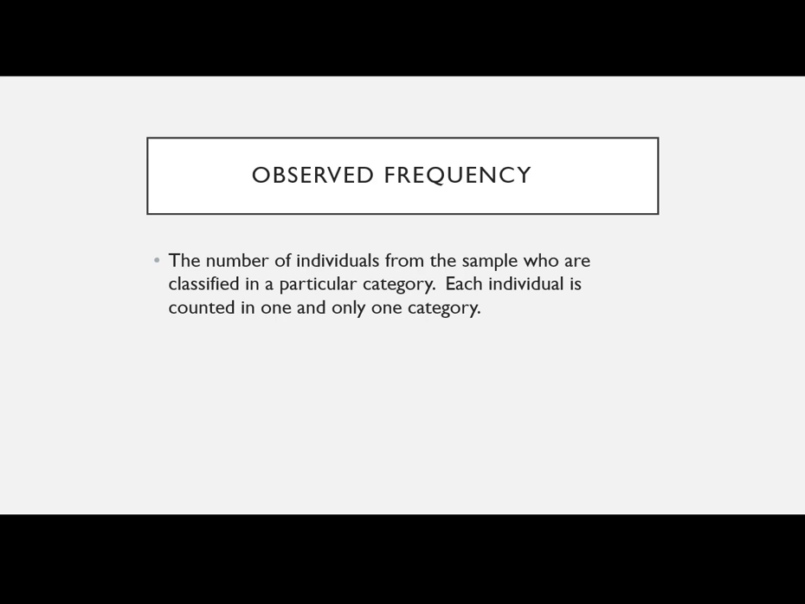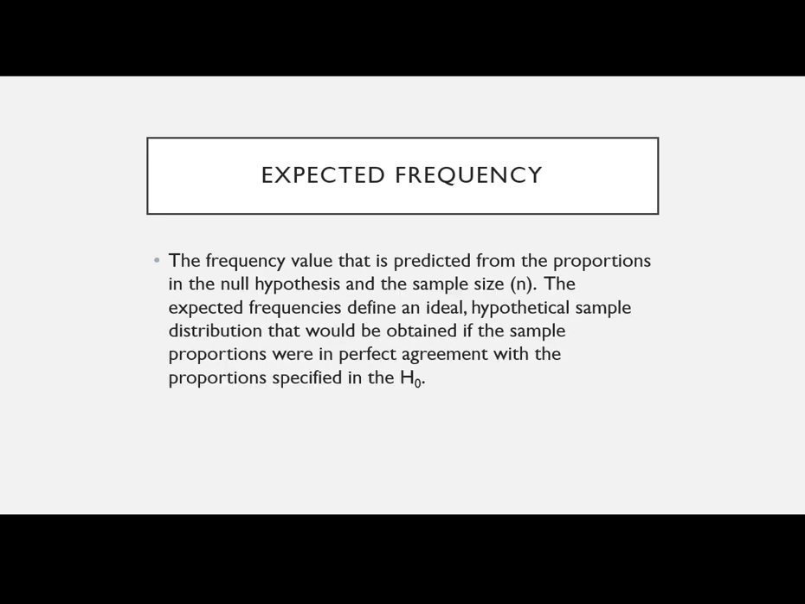The observed frequency is the number of individuals from the sample who are classified in a particular category. These are the ones we actually go out and count. We sample 100 people, we ask them a question, and we put them in one of these categories. They can only be in one and only one category. The expected frequency is the value that's been given in the null hypothesis. The expected frequency defines an ideal hypothetical sample distribution that would be obtained if the sample proportions were in perfect agreement with the proportions specified in the null.